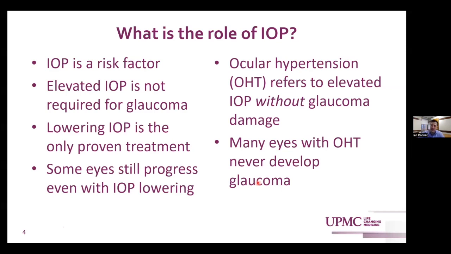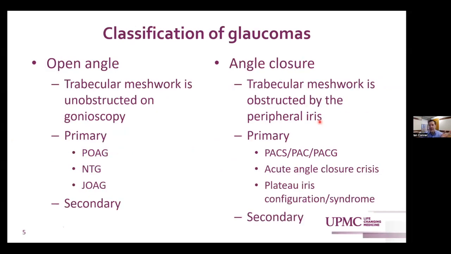So unfortunately, it's serial examinations of the same patient with good documentation of your examination that helps make that diagnosis. Ocular hypertension, I sort of already talked about, it refers to elevated IOP without glaucoma damage. And of course, many eyes with ocular hypertension never develop glaucoma. When we talk about glaucoma, again, it's not a single disease. There's a lot of different pathways to get there. It's the common final endpoint, unfortunately.